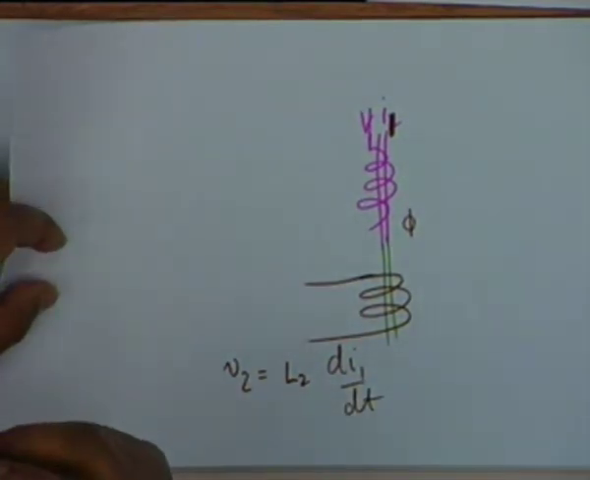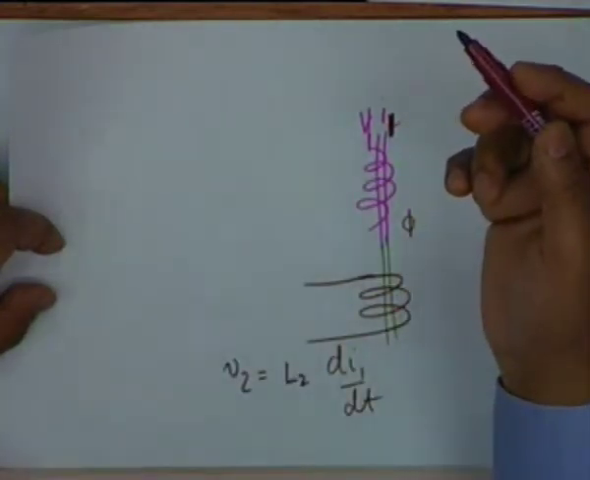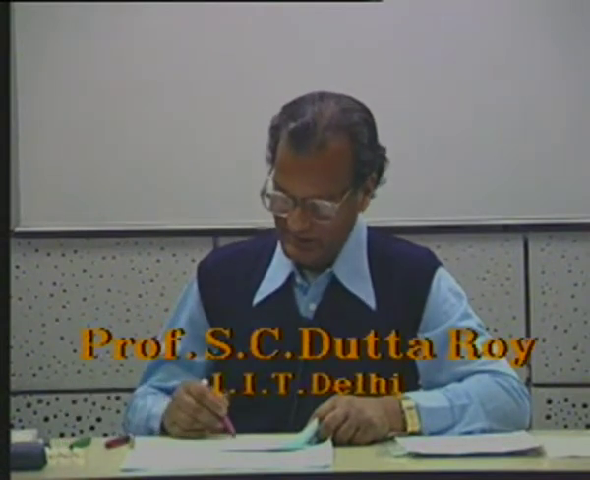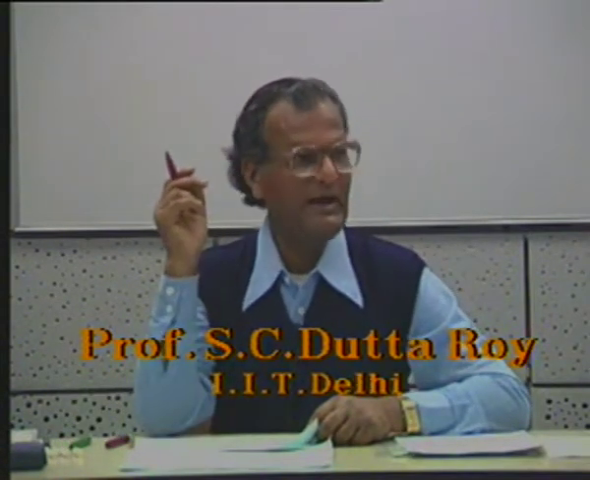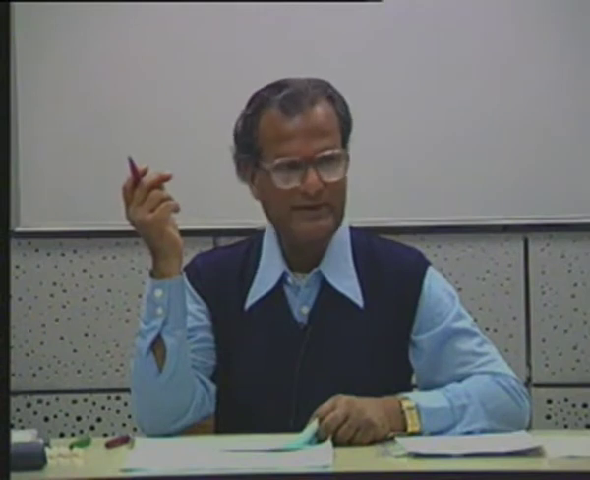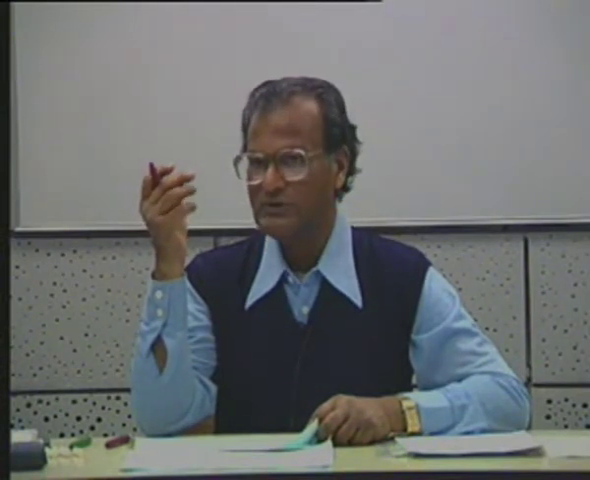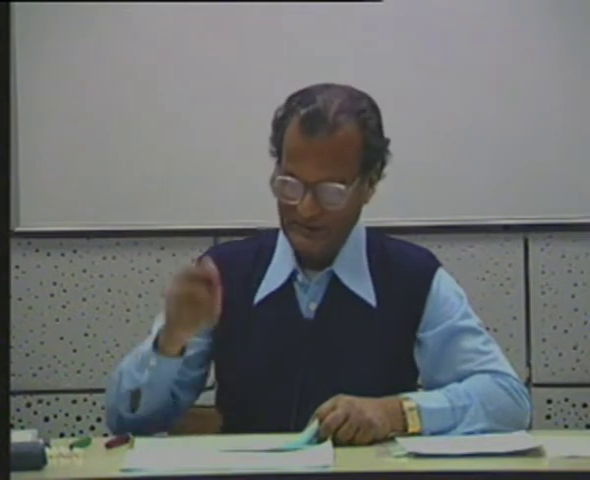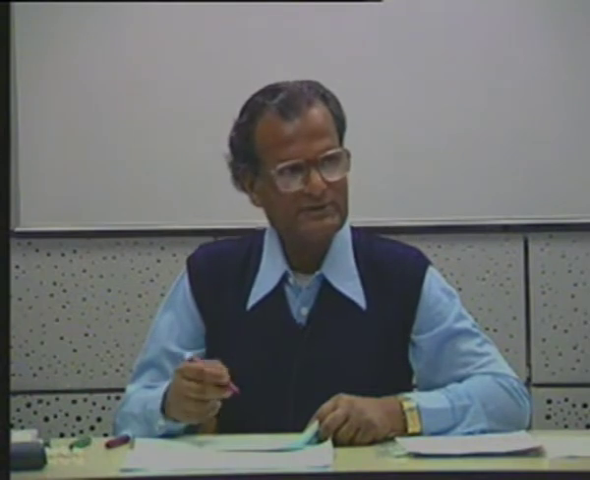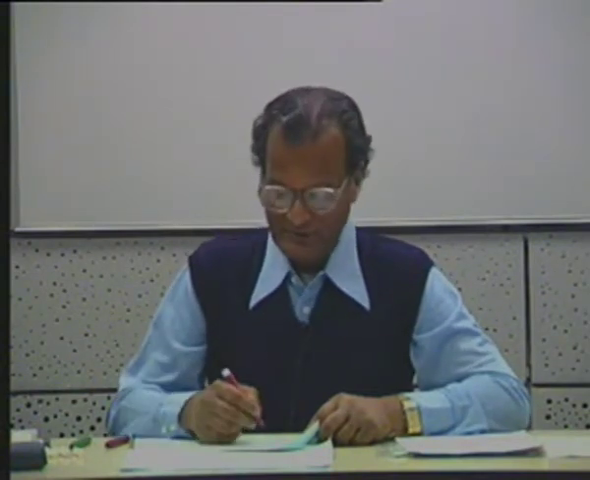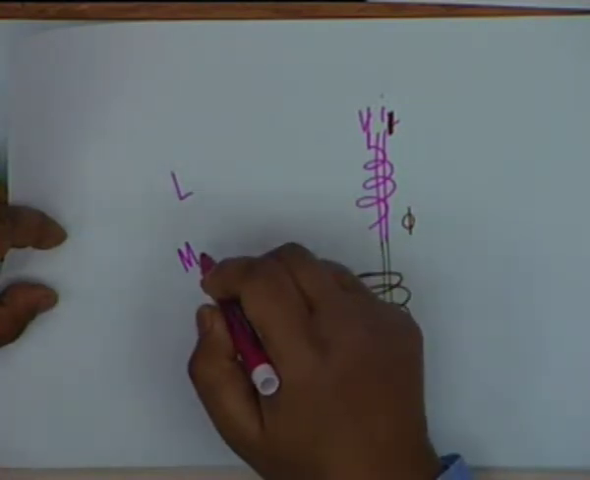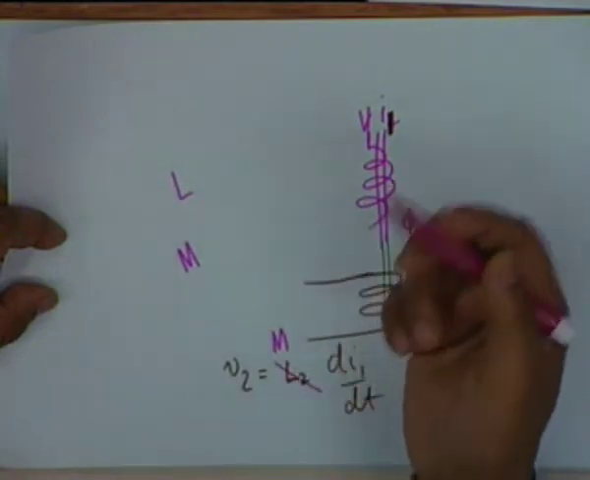To distinguish between self induction and induction from another source, we use the symbol M instead of L, and M stands for mutual inductance, that is, the inductance associated with two coils. The symbol L is used for self inductance, that is, flux linkage due to its own current, whereas the symbol capital M stands for mutual inductance and it characterizes flux linkage due to current in another coil.